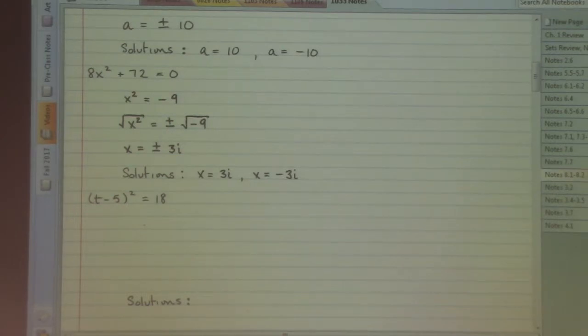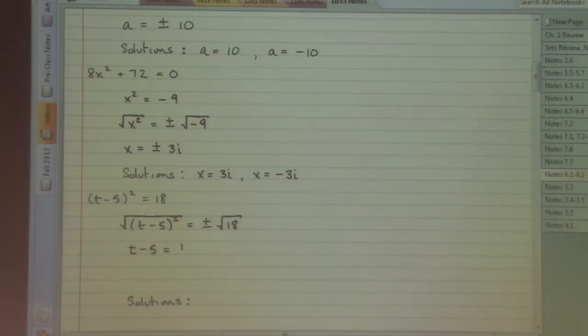First, get the perfect square by itself. This time, the perfect square, well, is already by itself. That's that parentheses t minus 5, parentheses power of 2. That's the perfect square. That's already by itself, which means that we can move into the second step, which is to take the square root of both sides. When we take the square root of our number, though, over here on the right-hand side, we want to remember that we have those two options, the positive and the negative, the plus or minus. So, what we get on the left-hand side is that the square root and the power of 2 unlock each other and leave us with a t minus 5.